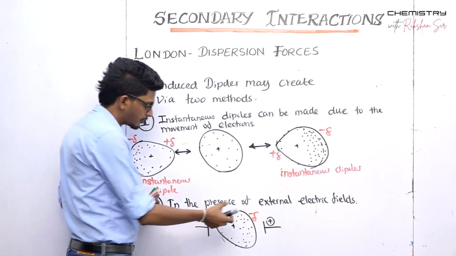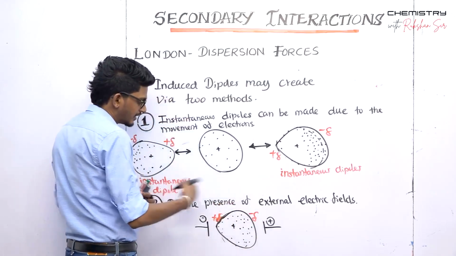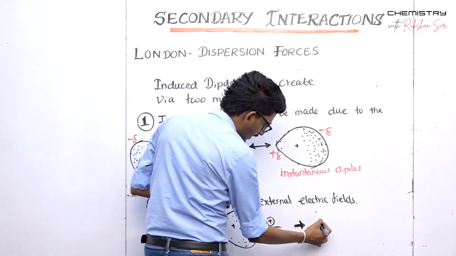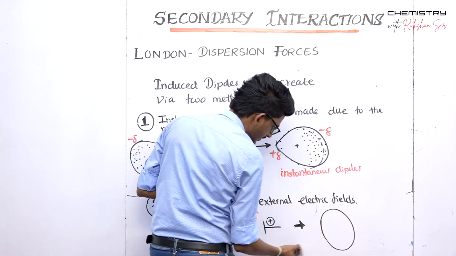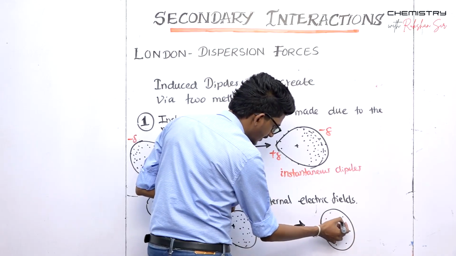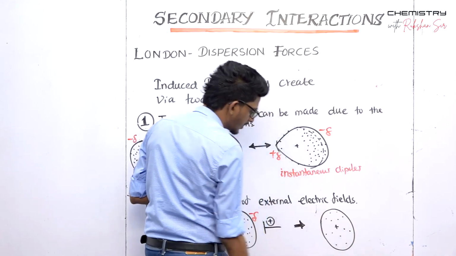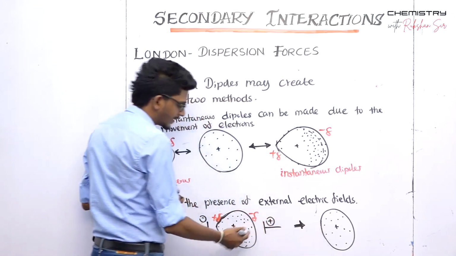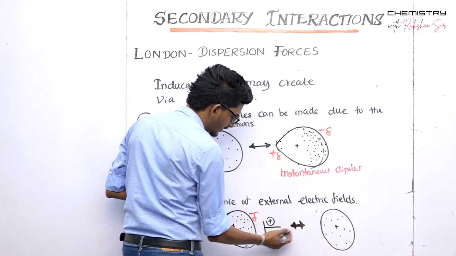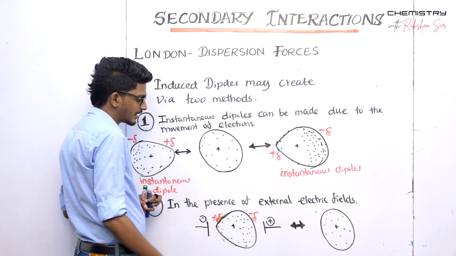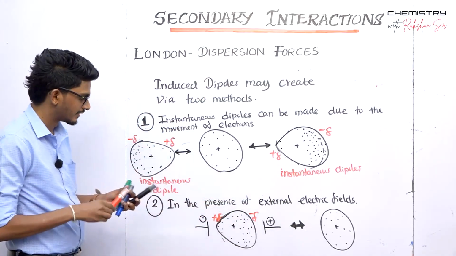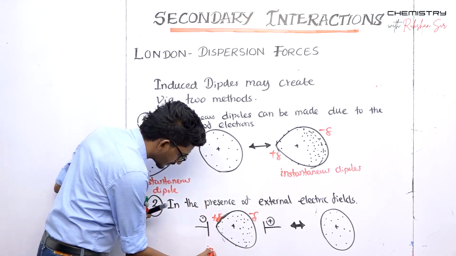If you remove this field, that dipole will disappear, giving you the symmetric electron density again. So these are referred to as induced dipoles. If you apply the electric field, the dipoles will be induced. If you remove the electric field, the dipoles will disappear. So these are referred to as induced dipoles.